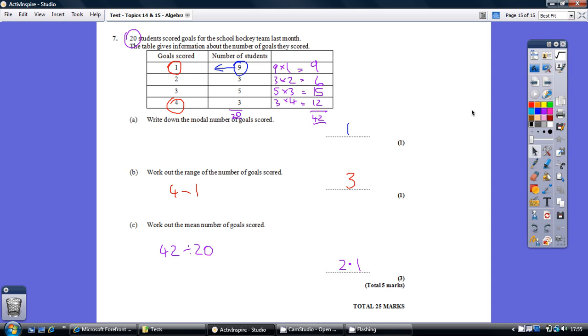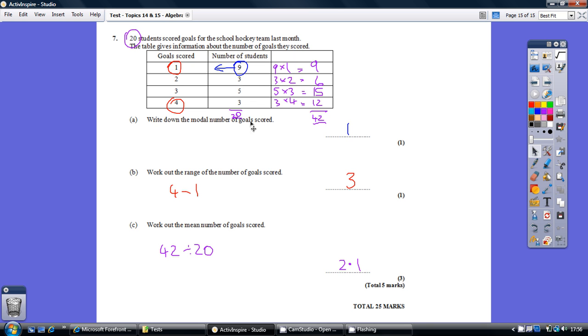Now, this is much trickier. 20 students scored goals for the school hockey team last month. The table gives information about the number of goals they scored. So what we're saying is 9 students scored 1 goal, 3 students scored 2 goals, and so on. So, bear that in mind.